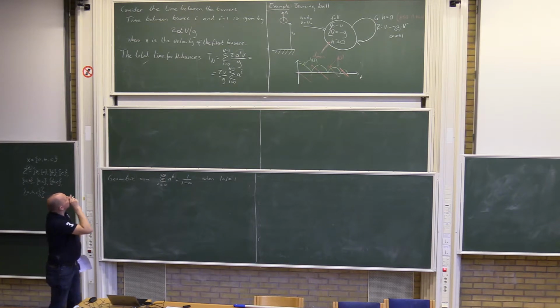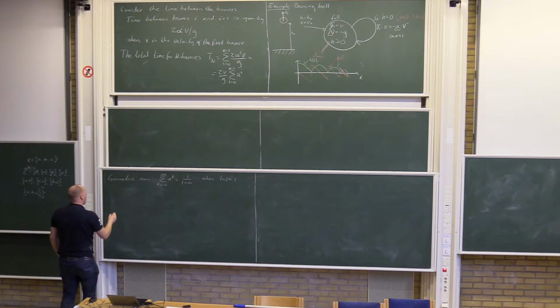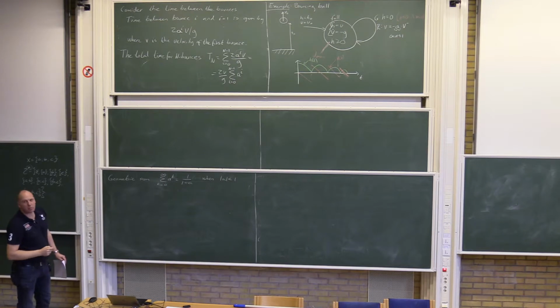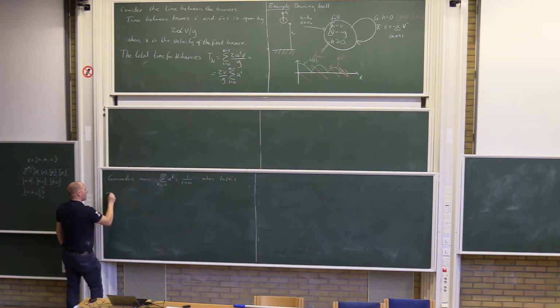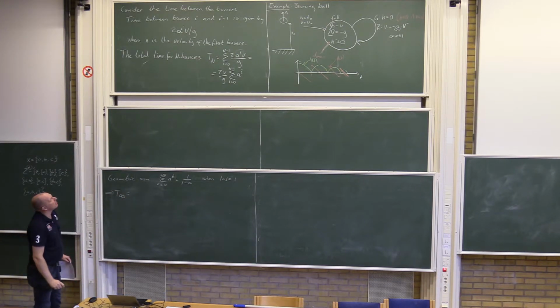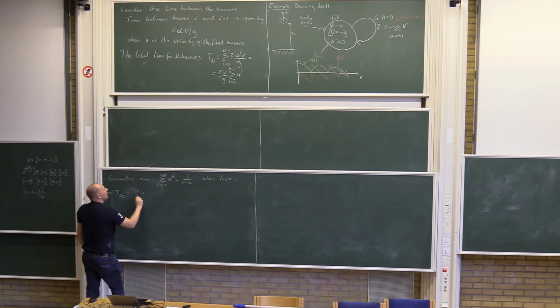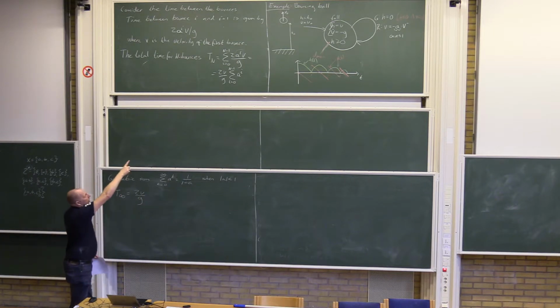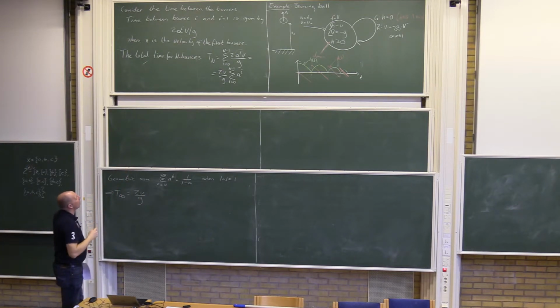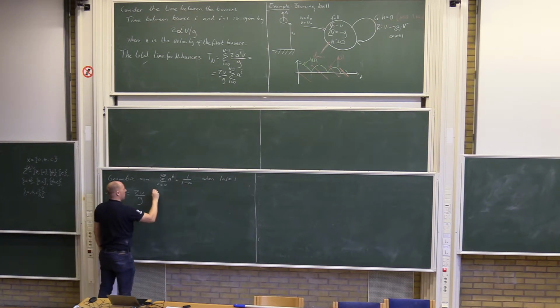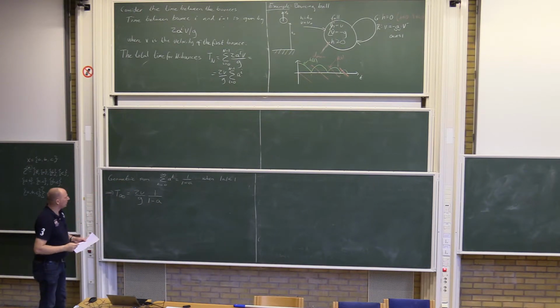Okay, so if we now look at not a finite number of bounces, but instead an infinite number of bounces, what will happen? We let n go towards infinity, and then we will have 2b over g times the sum of a^i from 0 to infinity, which will be 1 divided by 1 minus a. Right?